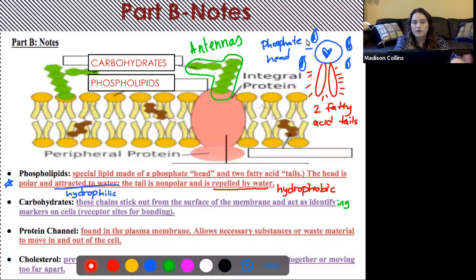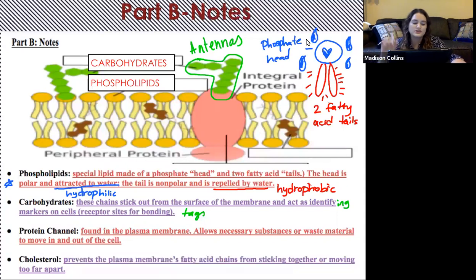So these carbohydrates or these antennas are almost like tags that are put on the surface of the cell so that other cells can recognize one another. Like they'll see that antenna, they'll see that carbohydrate from across the way and be like, oh, he's one of my friends, I can go over there. So these are what allow cells to recognize each other.